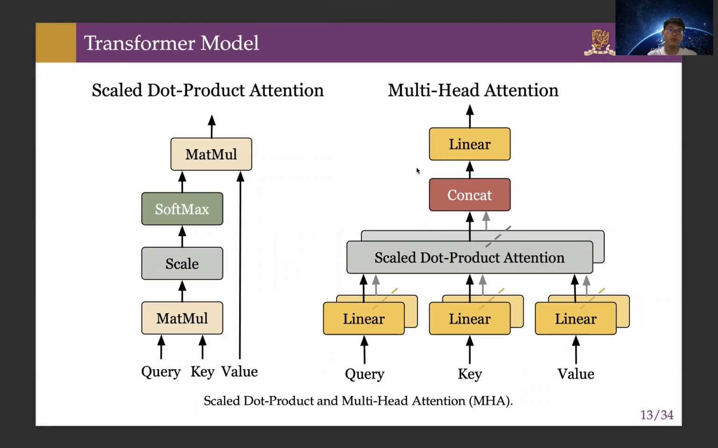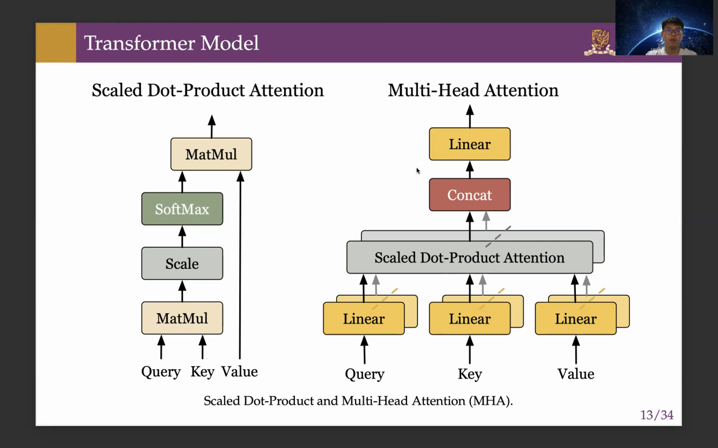So what is a transformer model? The transformer model is the first transduction model relying entirely on self-attention to compute representations of its input and output without using sequence-aligned RNNs or convolution. Attention can be described as mapping a query and a set of key-value pairs to an output, where queries, keys, and outputs are all vectors. The output is computed as a weighted sum of the values.